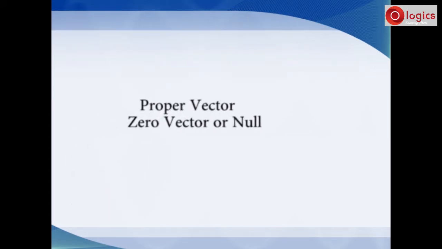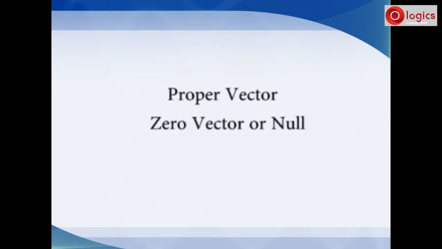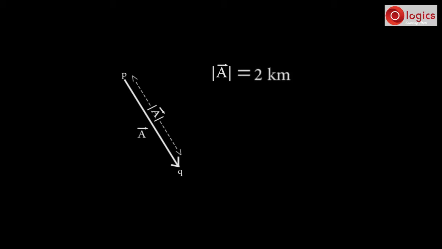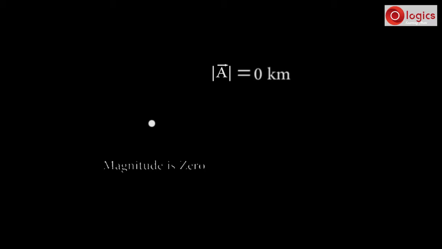Now, let us see what are proper vector and zero vector. Let A bar be a vector with an initial point and a final point. Its magnitude, modulus of A bar, equals 2 kilometers. Here, the magnitude is non-zero, so we can say A bar is a proper vector. If the initial point and final point of this vector coincide, then the magnitude is 0.